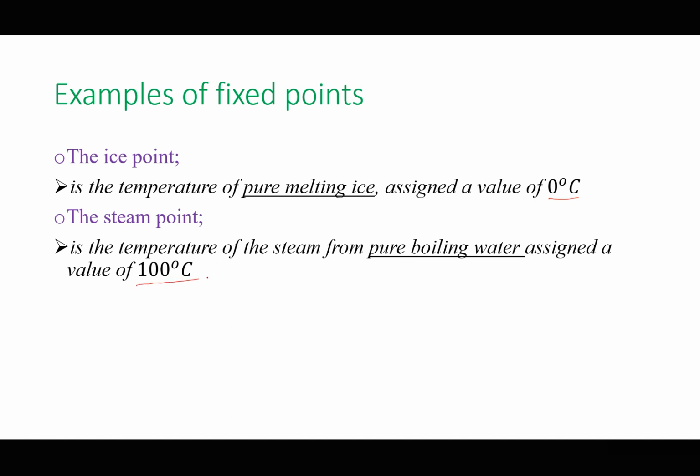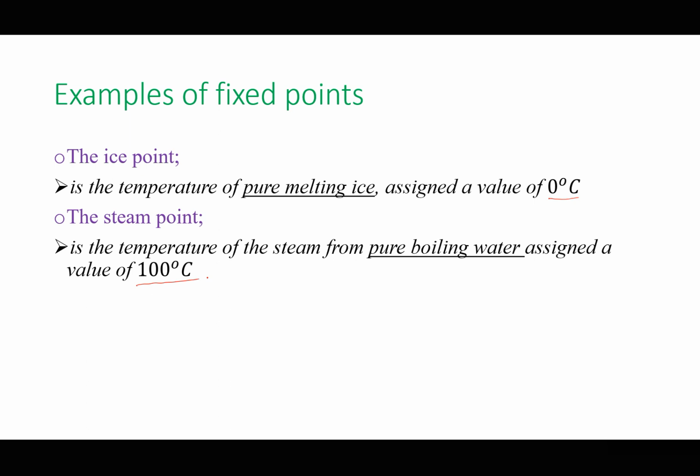But of course, this is also depending on other factors. Rather than impurities, it could also be depending on the height above sea level. So the temperature of steam coming from pure boiling water is what we call the steam point.